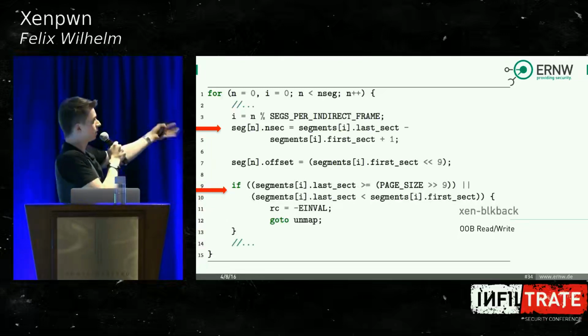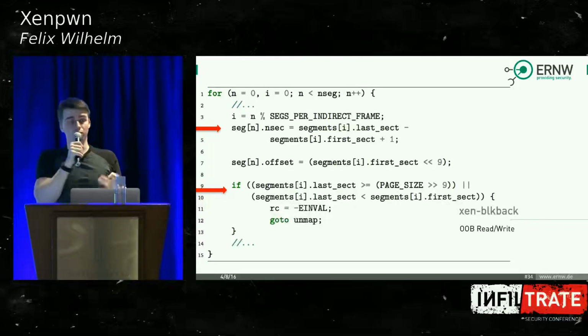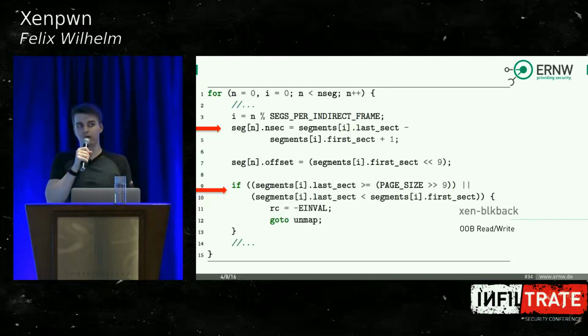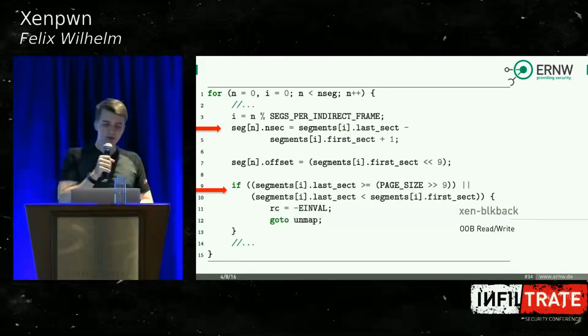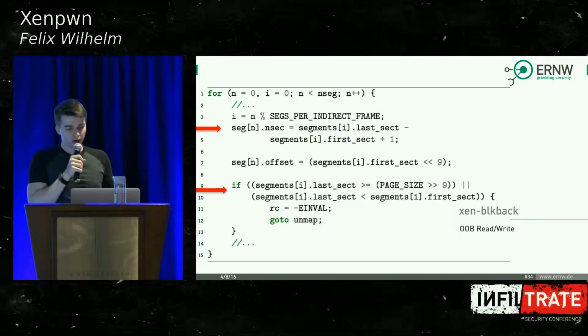Because you can simply flip the value of last sec and first sec in between these two accesses, you can trigger an out-of-bound read when you are writing to disk, and an out-of-bound write when you are reading from a para-virtualized disk. So this is kind of an interesting bug, and is probably exploitable.